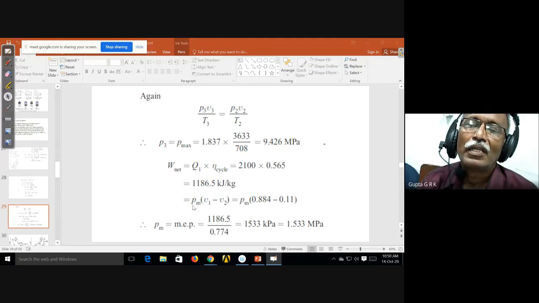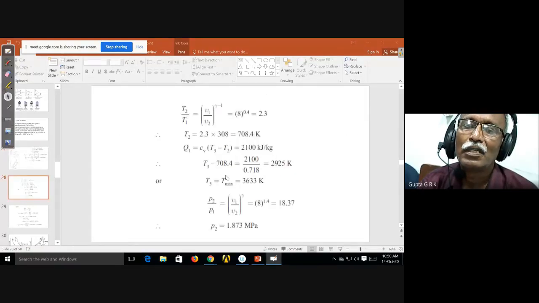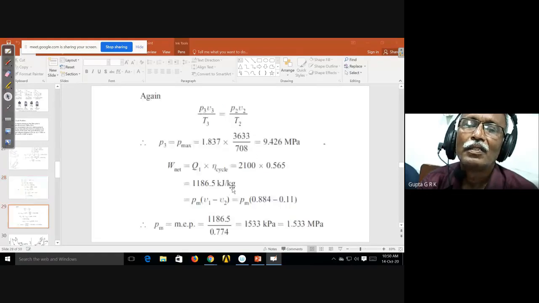And then net work is the efficiency into QH. So you can find out like this, or in another way, you can find out CV into T4 minus T1, find out QL, and QH minus QL gives me the net work. So whichever way I can do. So W net is this, which is equal to Pm into V1 minus V2. So I can calculate what is the mean effective pressure. In this way I can do.